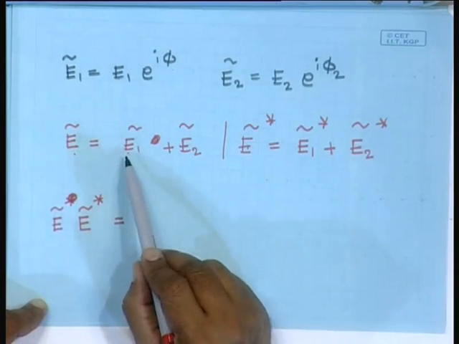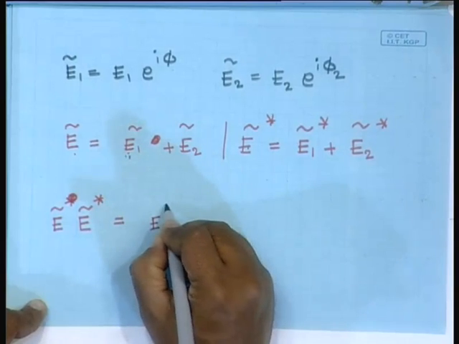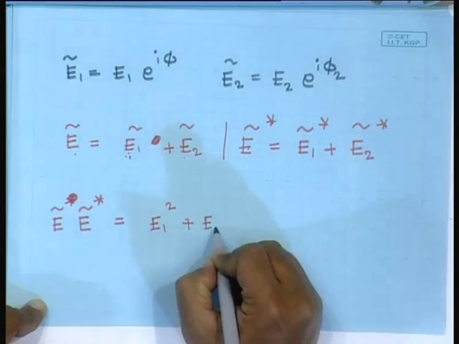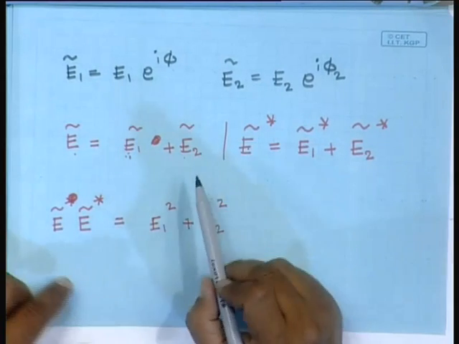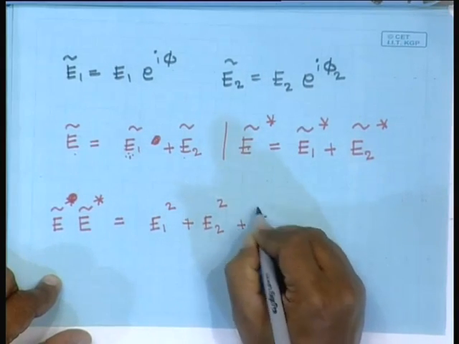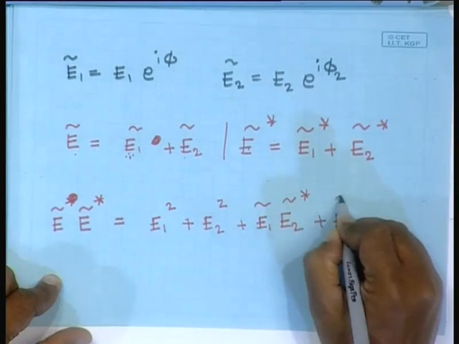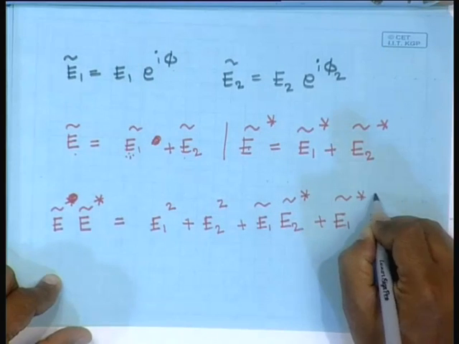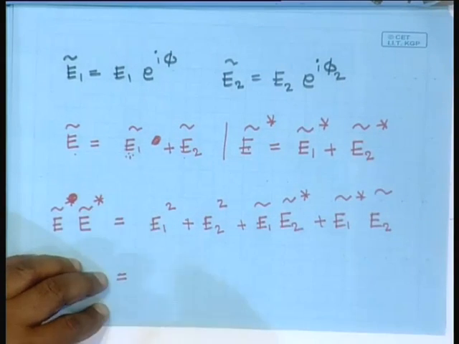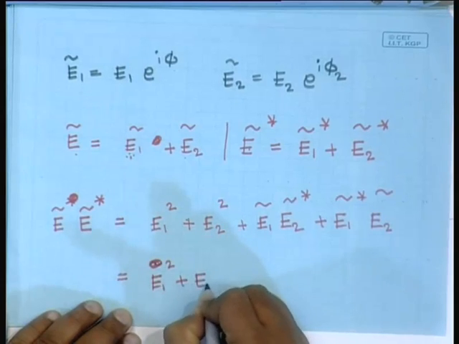There is going to be one part which I get when I multiply E1 with E1 star, which is going to give me E1 squared, and if I multiply E2 with E2 star, I am going to get E2 squared. Now, I am going to multiply E1 with E2 star. So, I have E1 tilde E2 star plus E1 star E2 tilde. Let me now simplify this a little bit. We have to retain these two terms as they are.